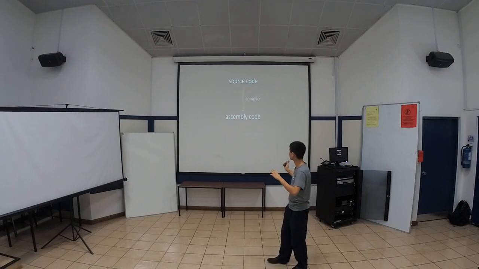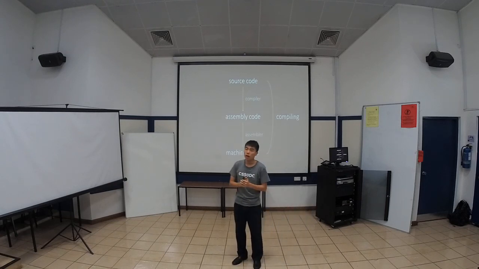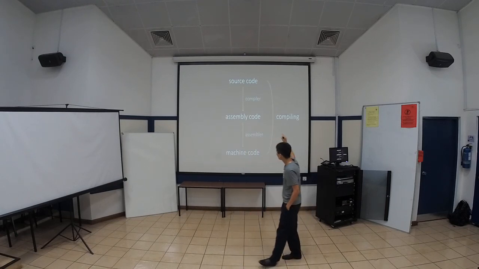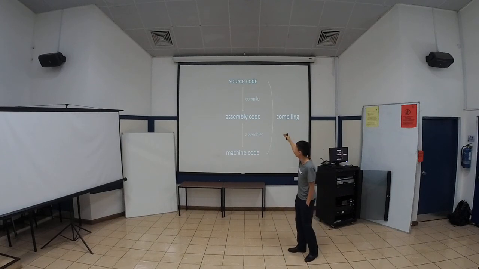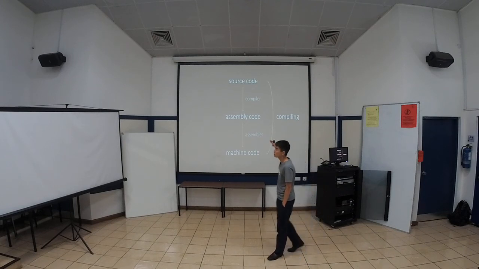So now let me wrap up by looking at this diagram once again of how we get from source code all the way down to machine code. First, we compile it using a compiler, then we assemble it using an assembler.